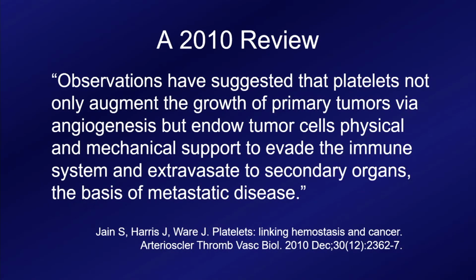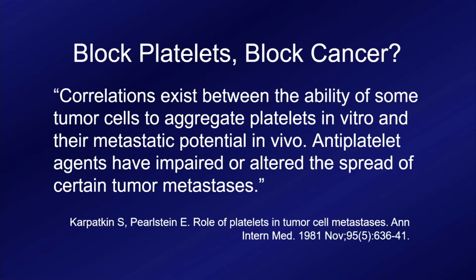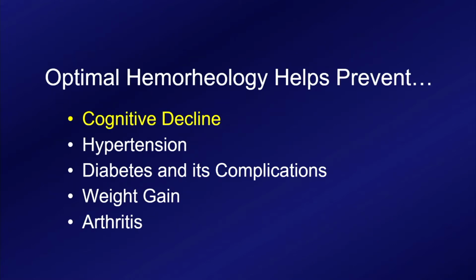Observations have suggested that platelets not only augment the growth of primary tumors via angiogenesis, but endow tumor cells physical and mechanical support to evade the immune system and extravasate to secondary organs, the basis of metastatic disease. So again, I'm just trying to touch on some things that connect things that are related to blood fluidity and circulation through some different mechanisms here. In this case, not just direct circulatory mechanisms, but things that all affect blood fluidity. Well, I'm going to skip on to this one for you, cognitive decline.